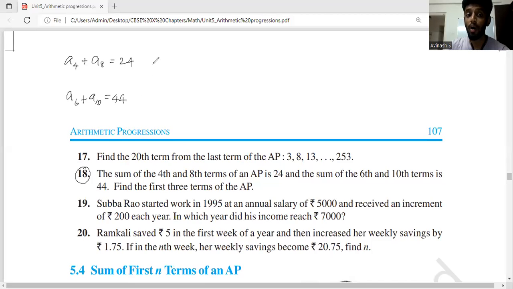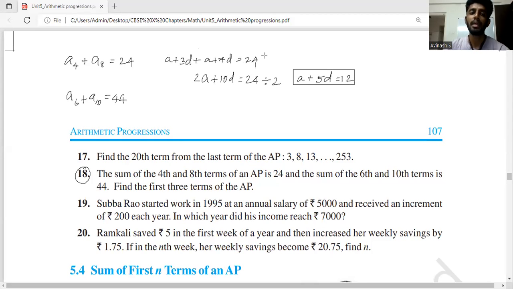Now, when we apply the formula, for A4, it is A plus 3D, and for A8, it is A plus 7D. This will be equal to 24. Now, this will become 2A plus 10D equals 24. We can divide this by 2 to simplify it further, or you need not do that. So this will give you A plus 5D equal to 12. So this is the first equation which we are getting.